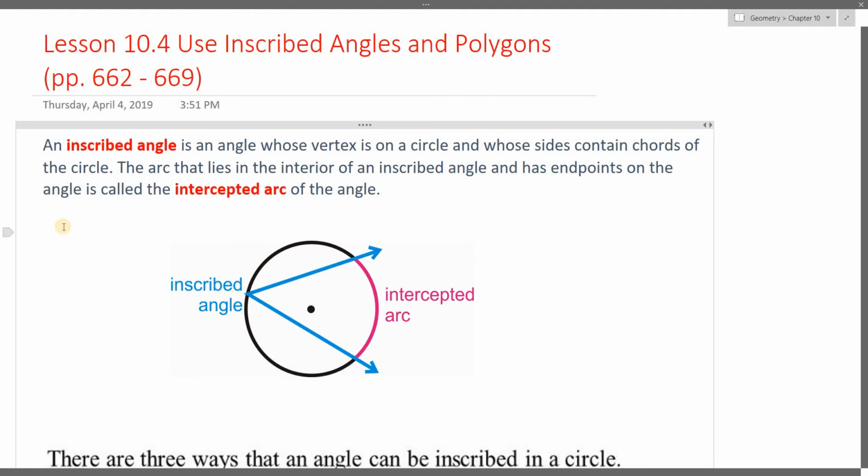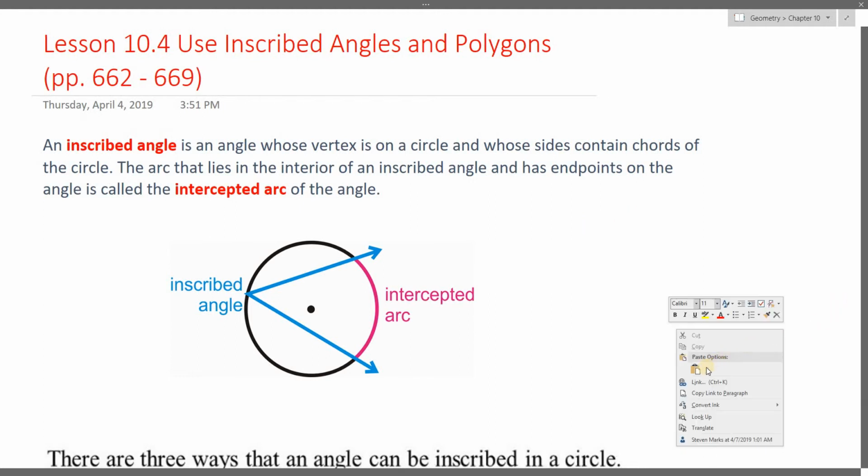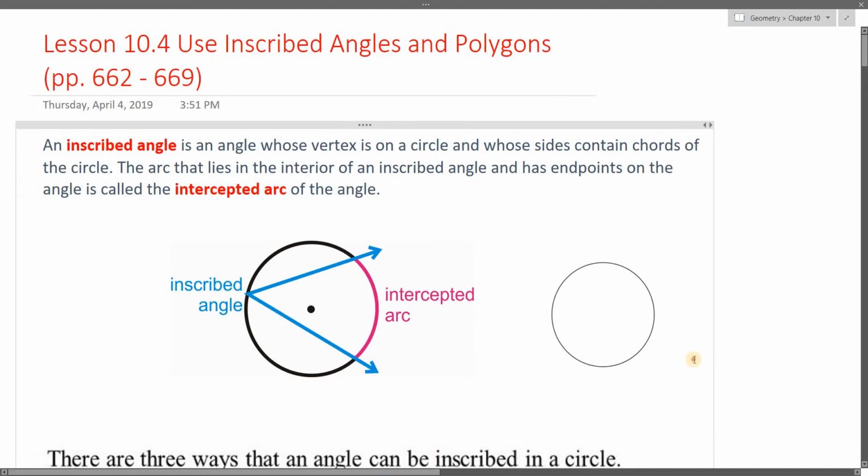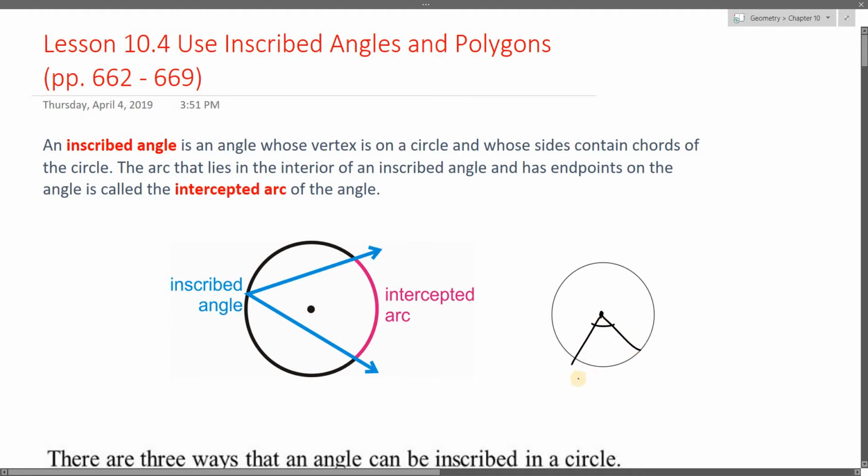An inscribed angle is an angle whose vertex is on a circle and whose sides contain chords of the circle. The arc that lies on the interior of an inscribed angle and has endpoints on the angle is called the intercepted arc. And so in the last couple lessons we've been working with, of course you had your circle. Let me see if we still have our standard circle here. You had a circle, and when you did this particular one, let me move this over, you had a center, and we had something that would form like this. We'd call this a central angle.